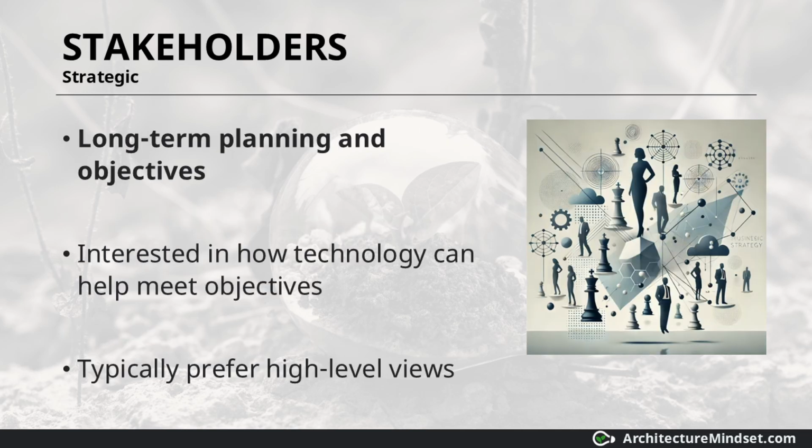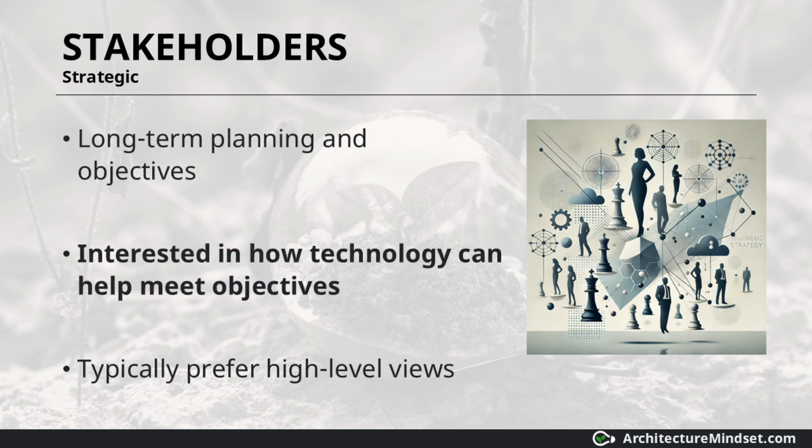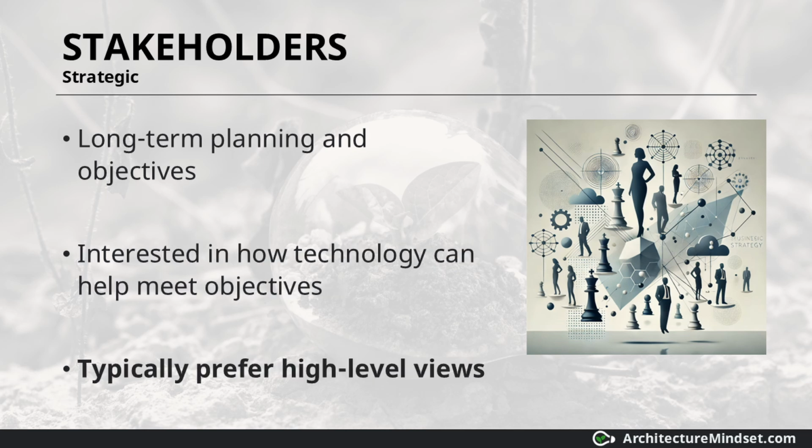Strategic stakeholders have a focus on long-term planning and objectives that guide the organization as a whole. Their interests lie in areas like cost efficiency, profitability, market positioning, and overall growth. They are interested in how technology can help the business meet its objectives. Typically, they prefer high-level, abstract views with minimal technical detail. Roles in this category often include executives, high-level management, CEOs, and CIOs.